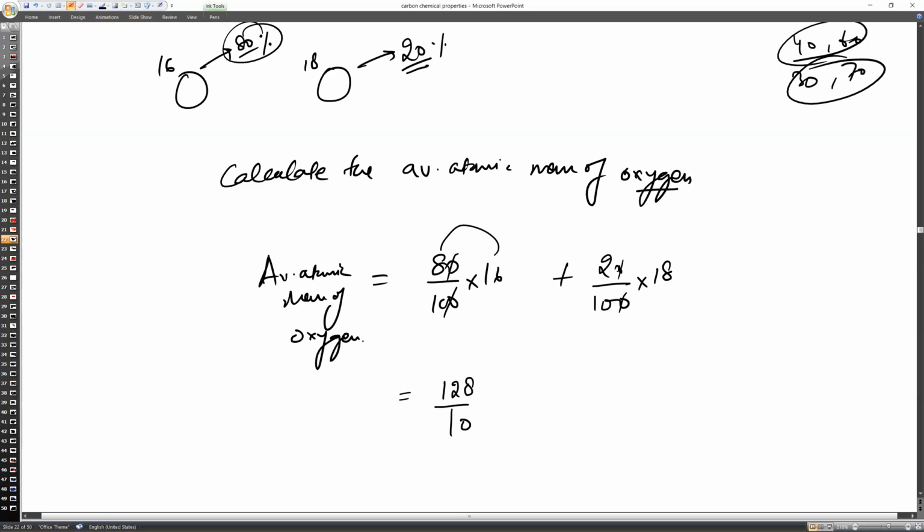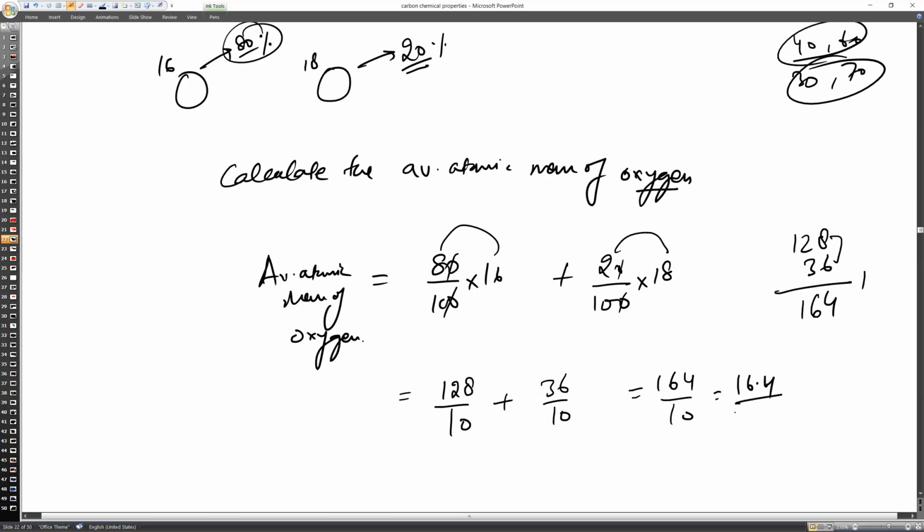128 upon 10, because they both have the same denominator, plus 18 twos are 36 upon 10. Now don't do this one, just add these two. 128 plus 36. You get 8 and 6, 1 carry here, 14. Then 2 and 3 is 5, and 1 6. So 164. This is 164 upon 10, which is 16.4. Okay. Got it? Yes, sir.